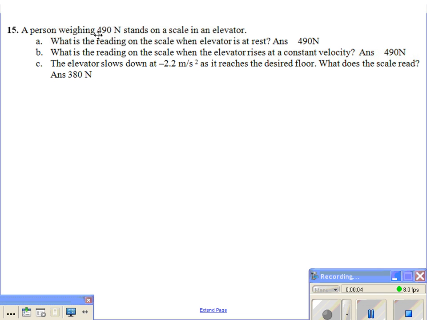Okay, we have a person weighing 490 newtons who stands on the scale in the elevator. The reading when the elevator is at rest would be no different from when you were just standing on the ground. We have a scale inside, we have a guy standing on it, and so it's just going to read 490 newtons.